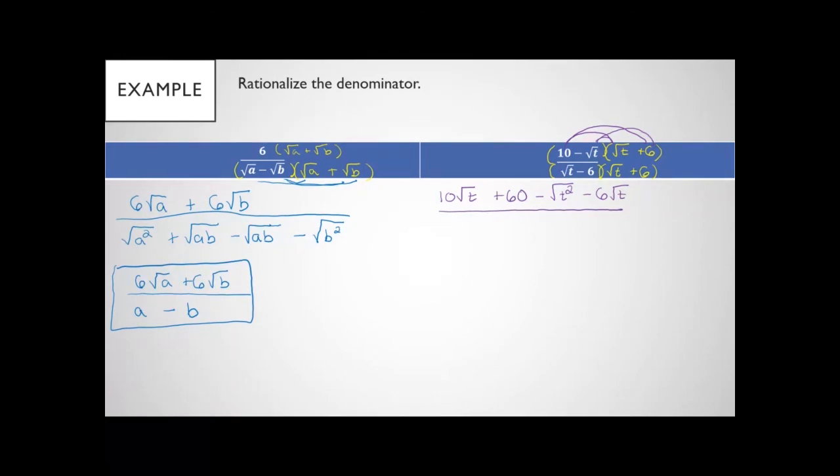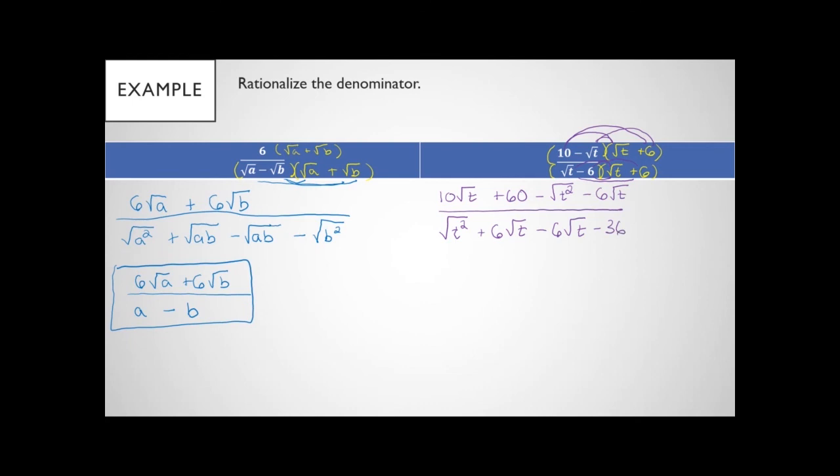Okay, so that's the top. Now I'm going to FOIL on the bottom. So I have the square root of t times the square root of t. So those are going to give me the square root of t squared. Then I have the square root of t times 6, so that's plus 6 square root of t. Then inside, it's negative 6 times the square root of t, so it's minus 6 square root of t. And then the last term is negative 6 times 6. That's a negative 36.